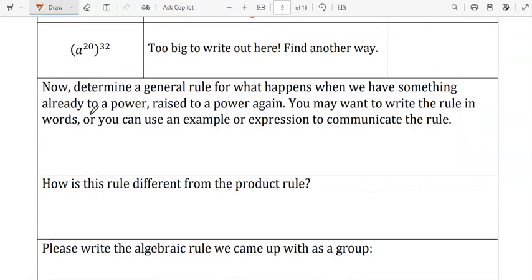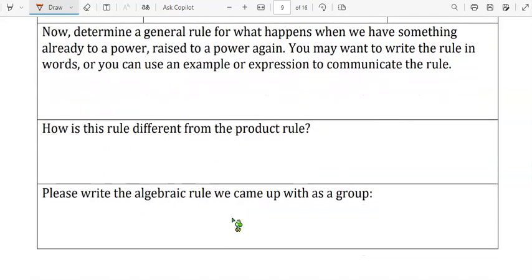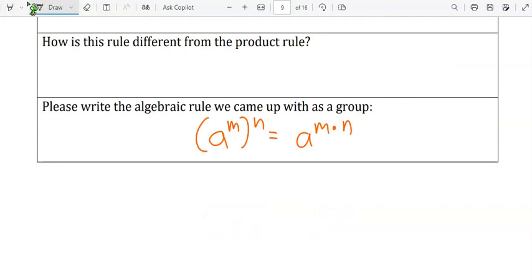How is this rule different from the product rule? Explain that here in the box provided. The formula for the formula chart is like this. A to the m power to the n power equals a to the m times n power. This is when we're multiplying exponents.